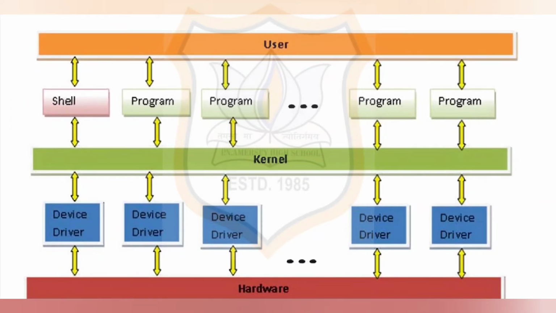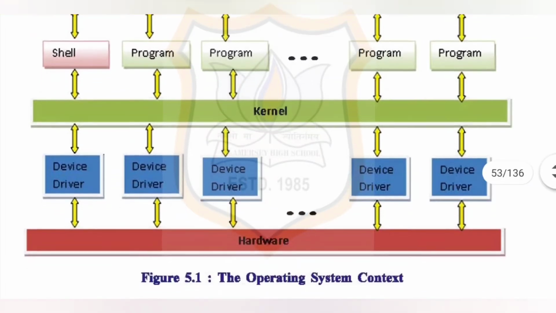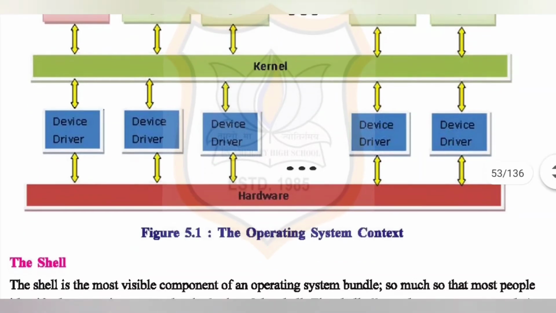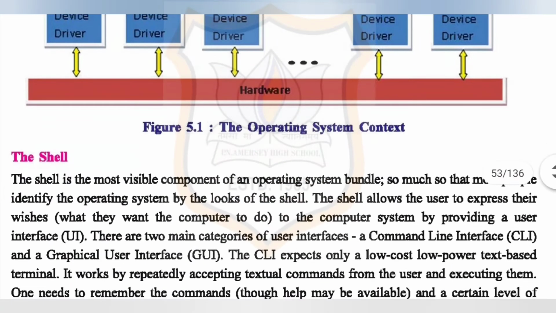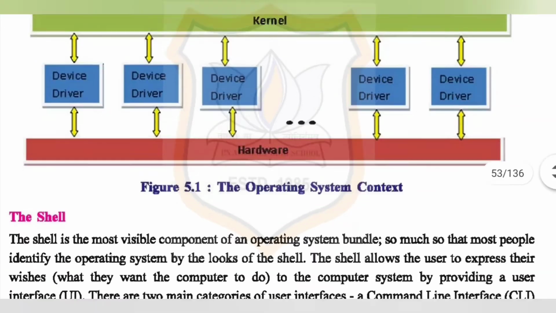User will see the program. Here it's shell. Shell is your GUI, graphical user interface. Kernel joins the shell and device drivers. Kernel instructs device driver to install itself, and then device drivers are used to run the hardware. This is your figure 5.1, the operating system context.